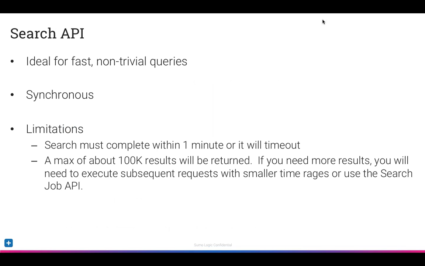The first API that I want to talk about of the two is our search API. The search API is ideal for fast and non-trivial queries because it is a synchronous API. It does have some limitations, however. Your search must complete within 1 minute or that search will time out, and a maximum of about 100,000 rows will be returned. If you need to get more than 100,000 rows, you'll either have to execute subsequent requests with smaller time ranges or use the search job API, which we're going to talk about in a bit.